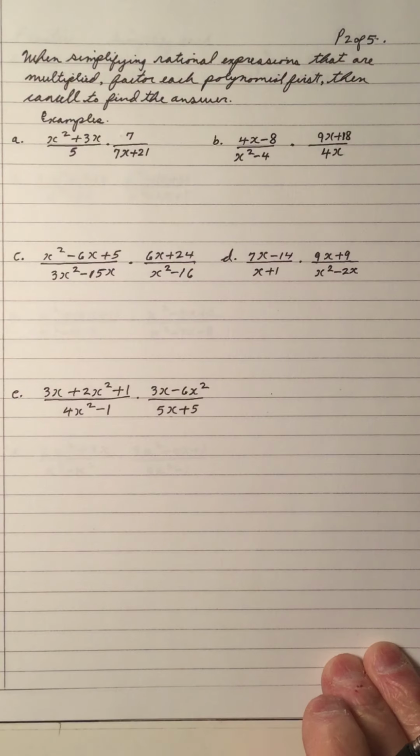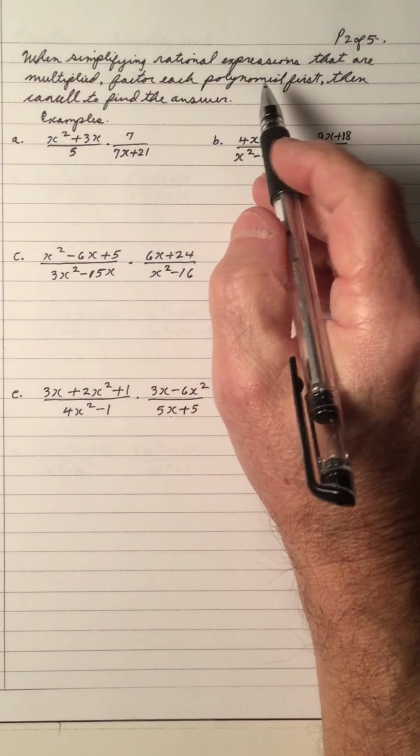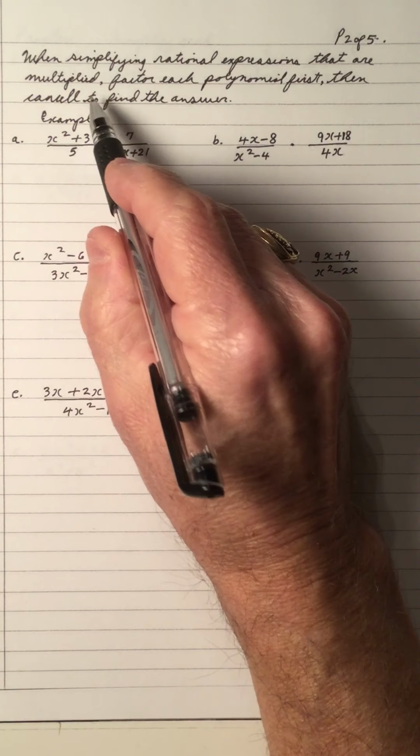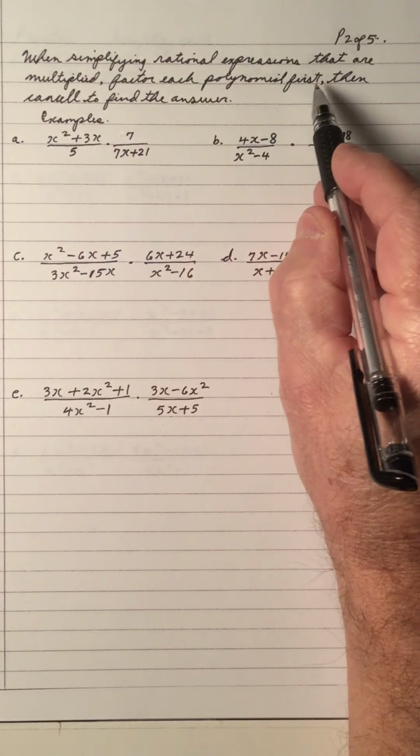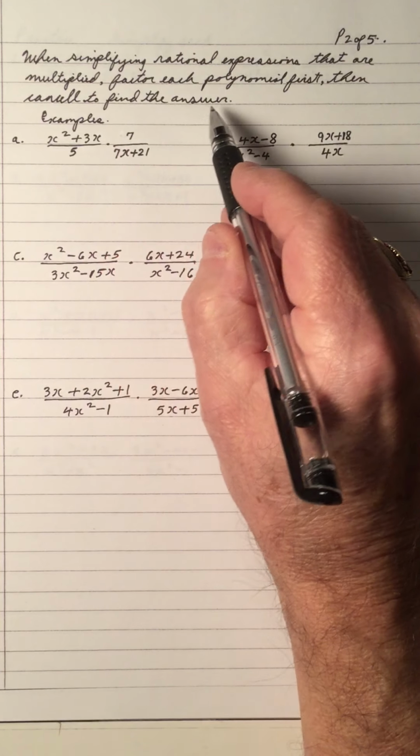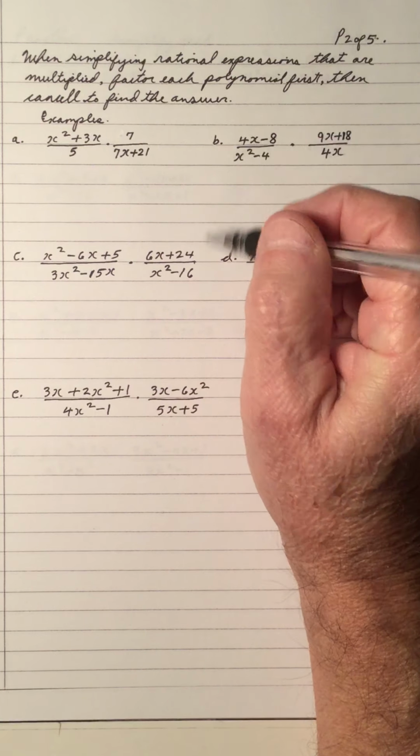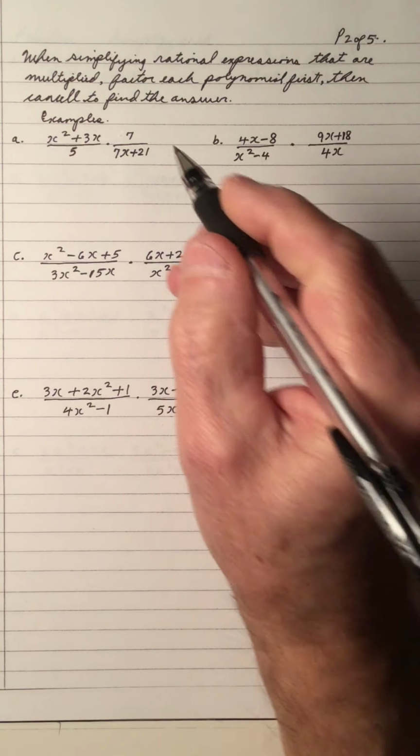Hi, welcome to my video on the multiplication of rational expressions, part 2. When simplifying rational expressions that are multiplied, factor each polynomial first, then cancel to find the answer. Let's do some examples and I'll show you what I mean.